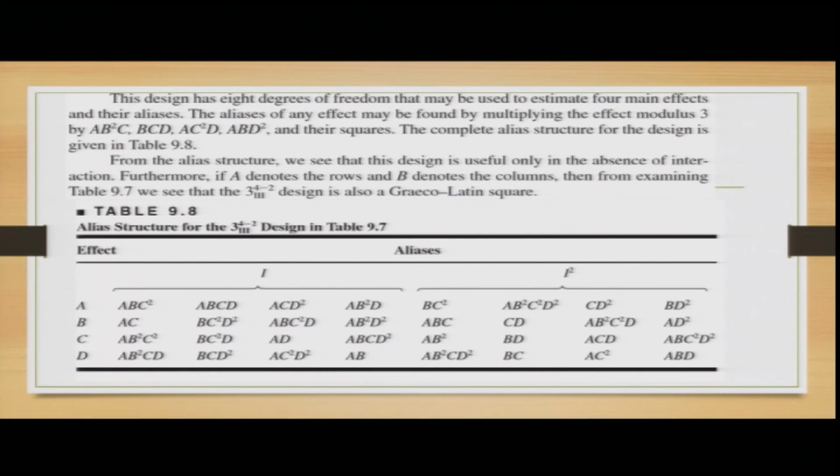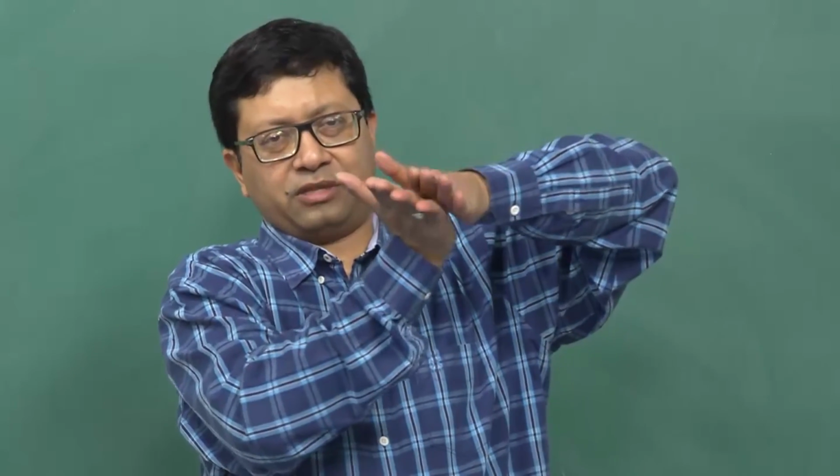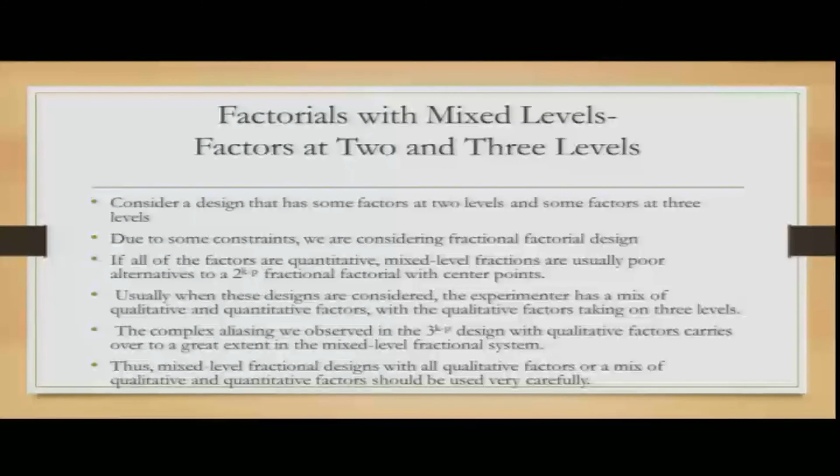Furthermore, if A denotes the row and B denotes the column, then from examining this table, we see that we basically have the 3 to the power 4 minus 2 design, of the Greco-Latin square. The square would be found according to the concept of a Latin square from mathematics, which is the Greco-Latin square, and the combinations of how you are partitioning the blocks would be exactly the same way you have made them into the square. So, that will give you the maximum effect.